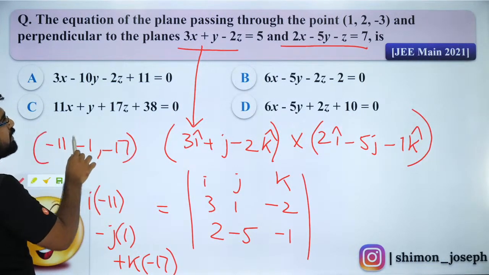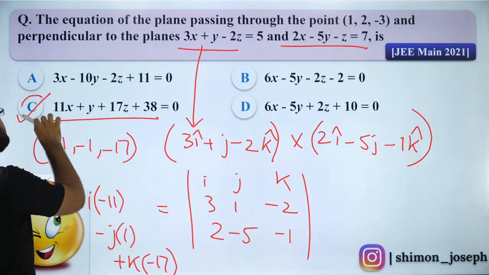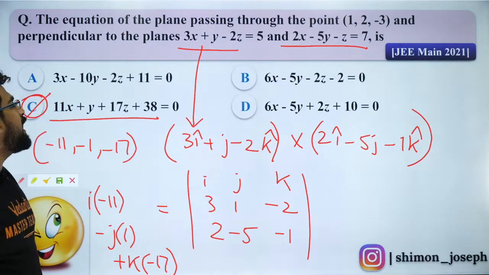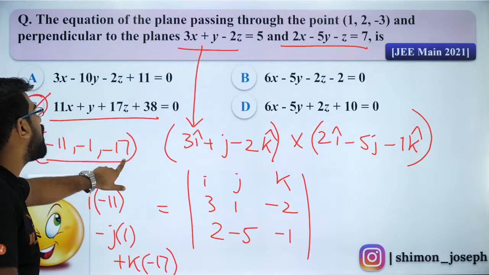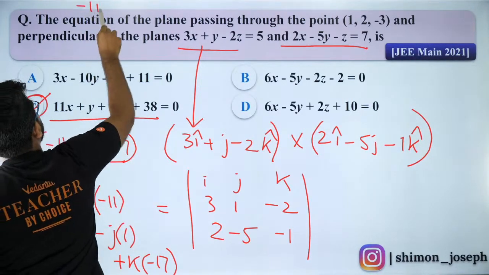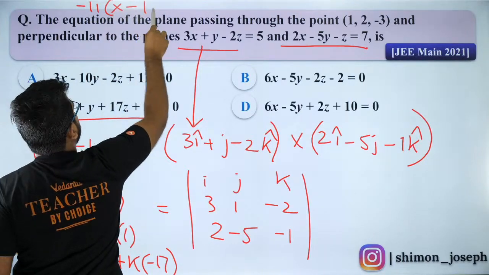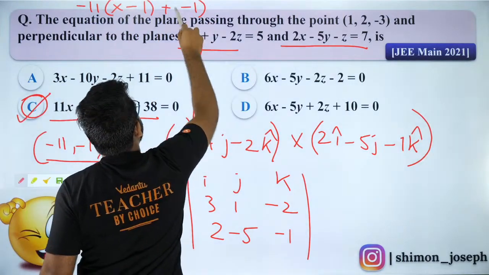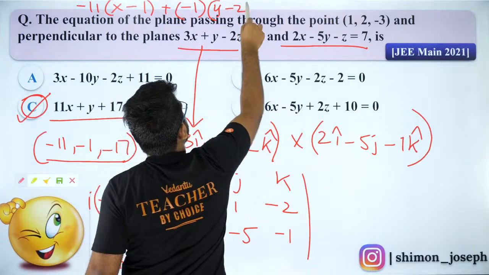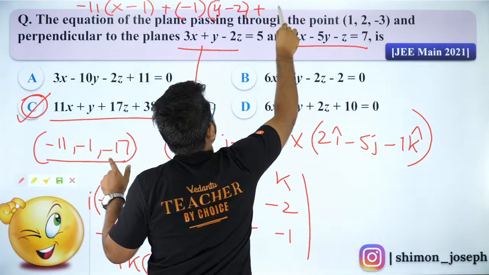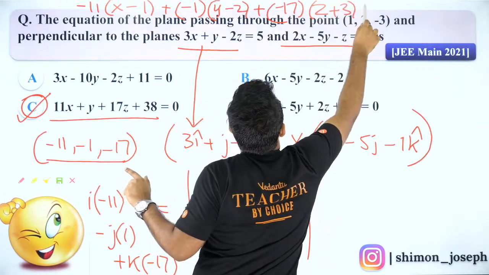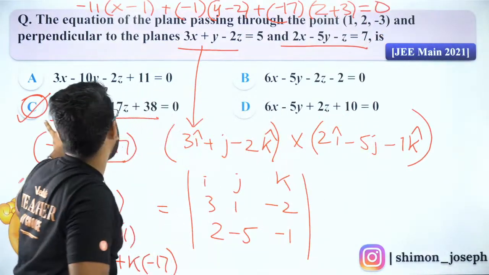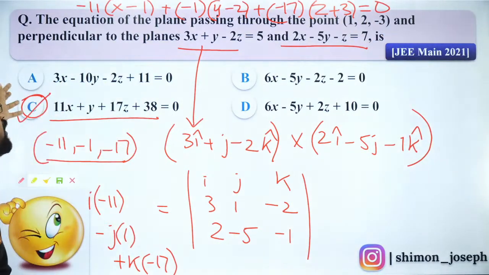So that is the direction. Only one answer is there. So I feel this should be the answer. Okay. So ideally, how do you solve it? You got the direction ratios of the normal. So it will be minus 11 times of x minus x1 plus b times of y minus y1 plus c times of z minus z1. So that is equal to 0, and that will give you option C is what I'm guessing. Obviously it has to give C.